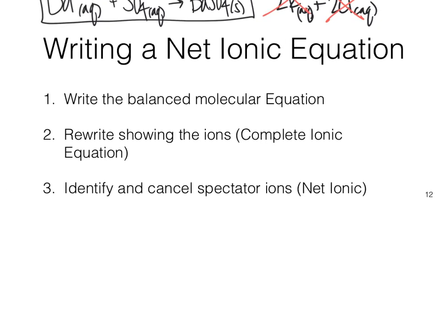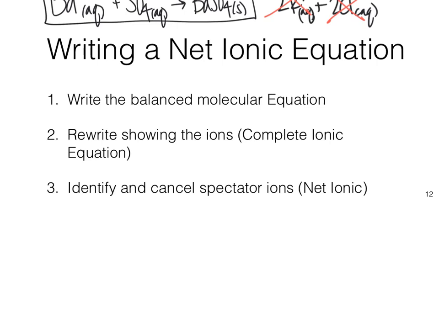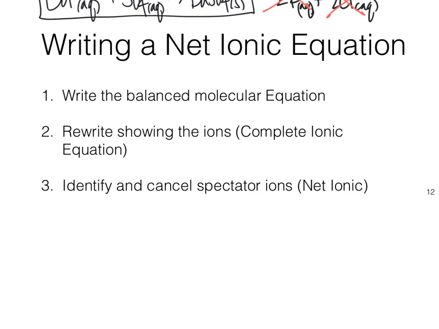But the game plan is 3 steps. 1, write the balanced molecular equation. Now, in my opinion, we start with the products. Then, if we rewrite the ions to create the complete ionic equation, it helps us determine what the products are. So really, all of this is about moving together to figure this out.